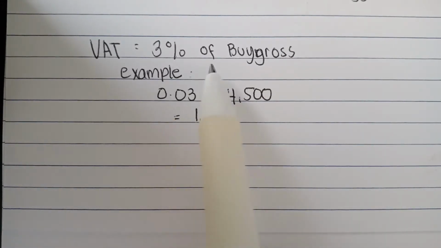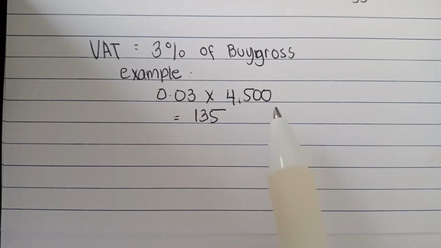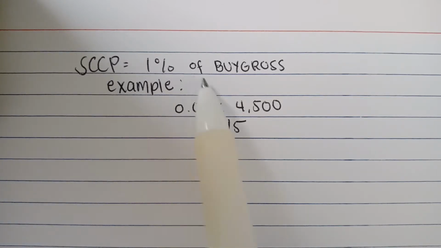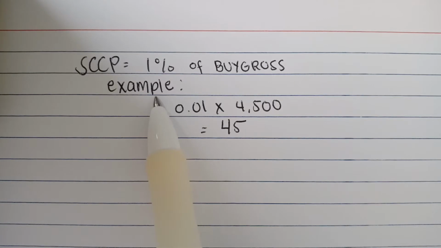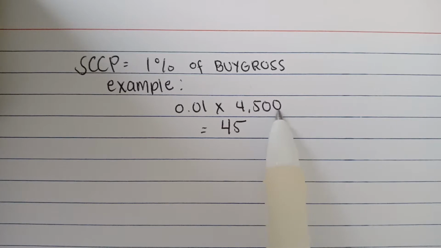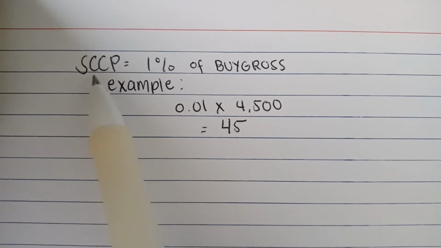VAT is 3% of buy gross. An example for this one is 0.03 times 4,500, which is the buy gross that we got earlier, and it equals 135, which is the VAT. Next is SCCP. To get SCCP, we need 1% of buy gross. Example, 0.01 times 4,500, which is our buy gross, is equal to 45, which means 45 is our SCCP.